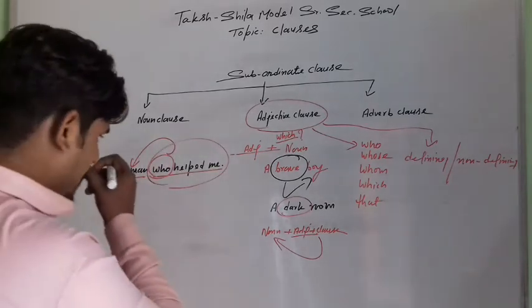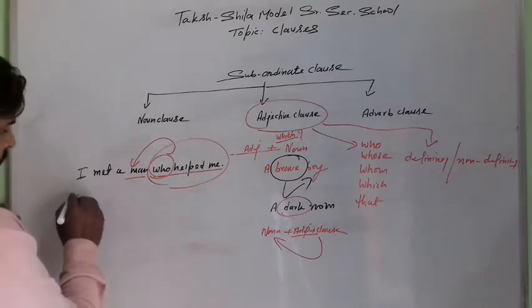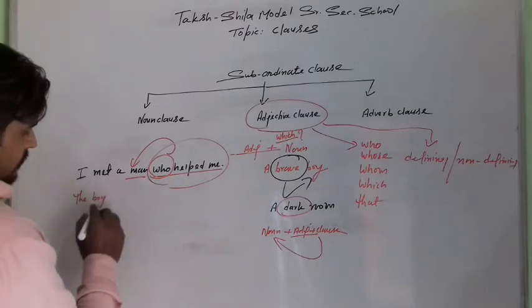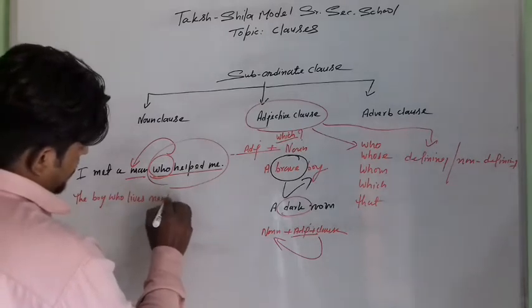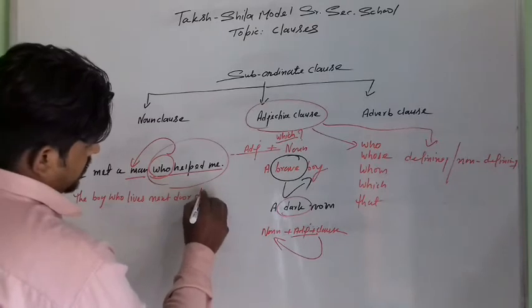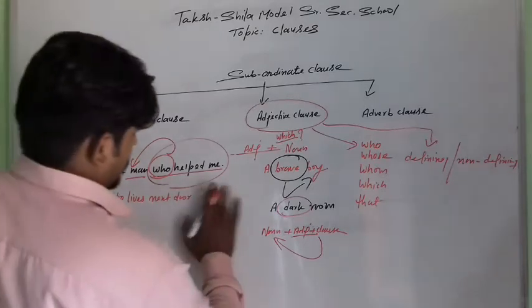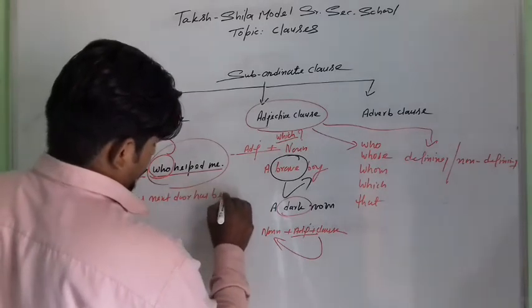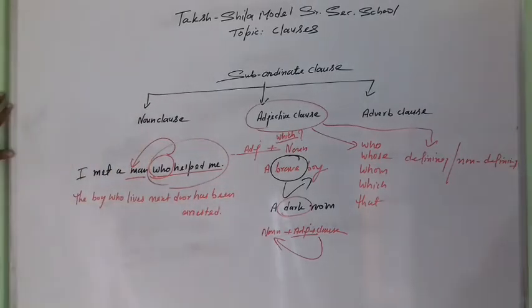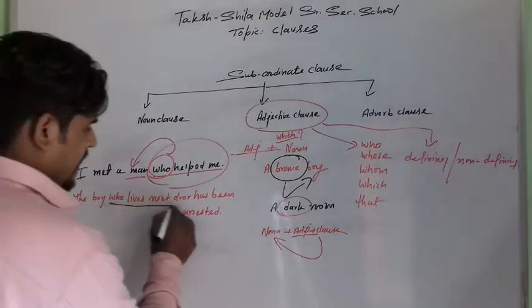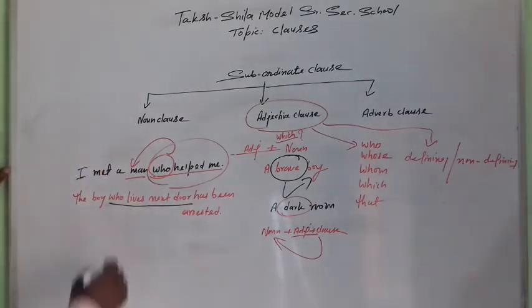Let me write one more example. The boy who lives next door has been arrested. In this sentence, what is the clause? The clause is "who lives next door." Why? Because this begins with a conjunction. Who? The boy who lives next door has been arrested. Right? So this is a clause.